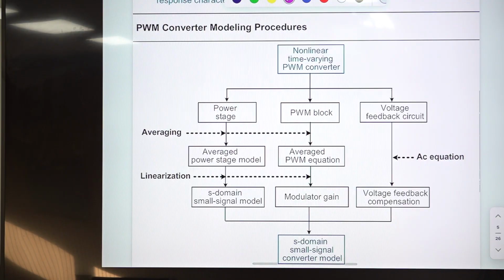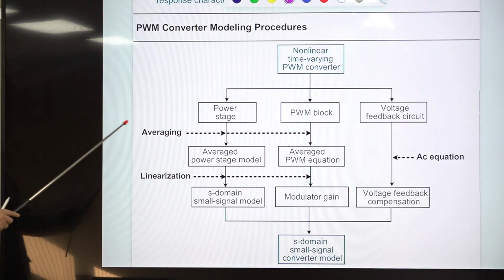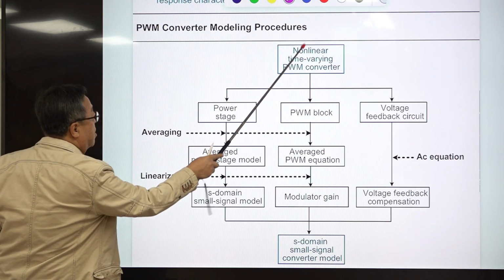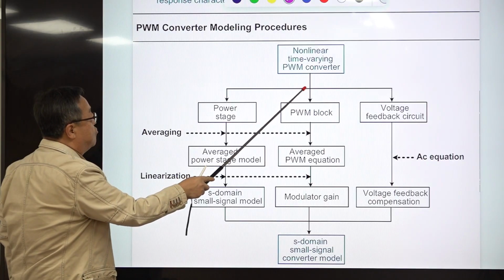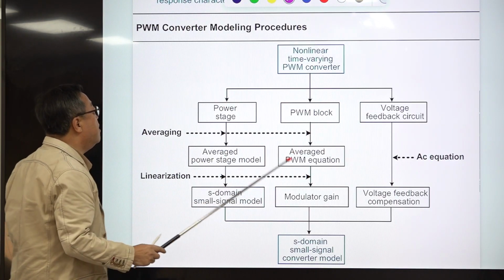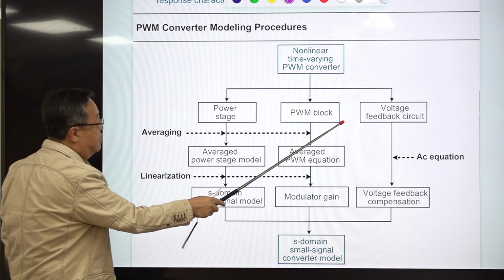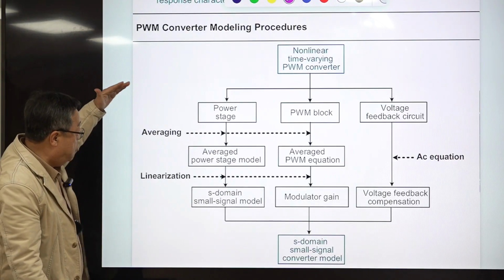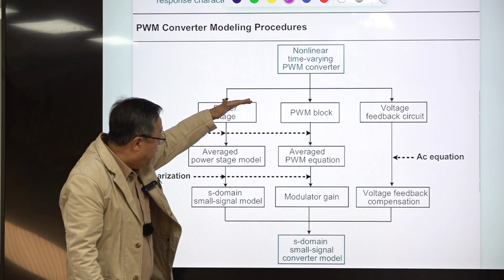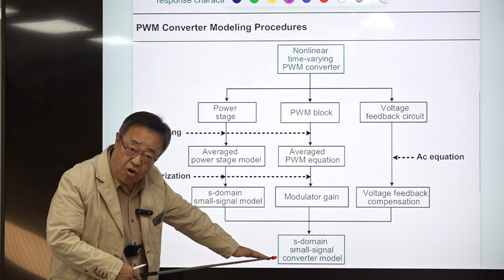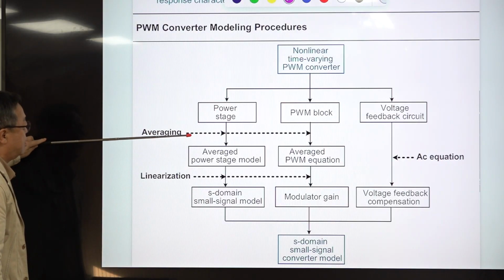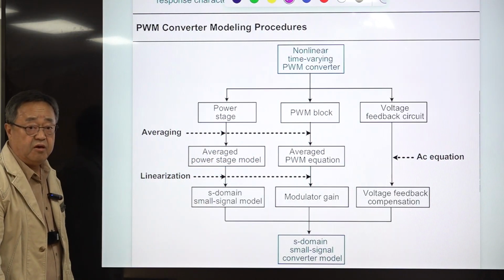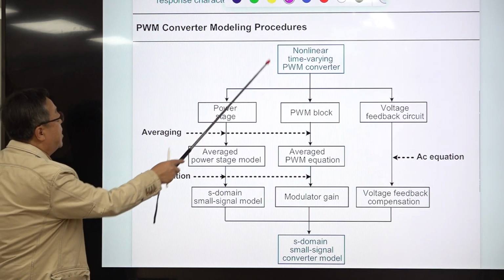So this slide describes the detailed steps of the PWM converter modeling procedure. Again, this nonlinear time varying PWM converter is here, and we divide it into three sub-components. One is the power stage, one is the PWM block, and the other one is the voltage feedback circuit. So we'll be using three major techniques to deal with this. Okay, starting from here, our eventual goal is to obtain the S-domain small signal model of PWM converters. For that, we'll be using the averaging technique and the linearization technique, and we will set up the AC equation for the sum case. For example, this power stage is nonlinear time varying.